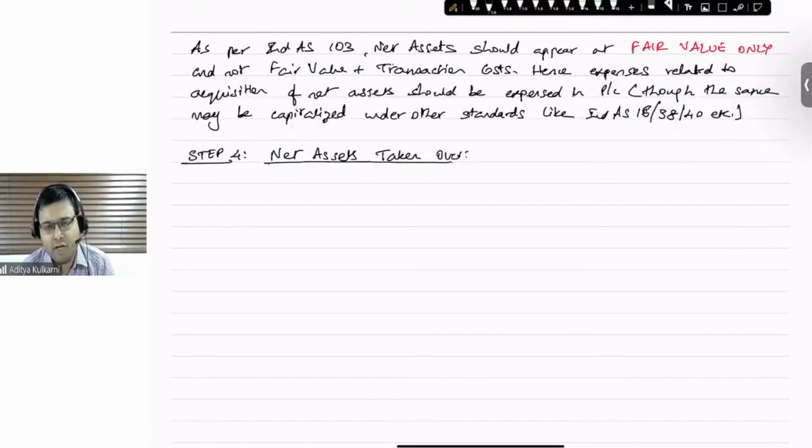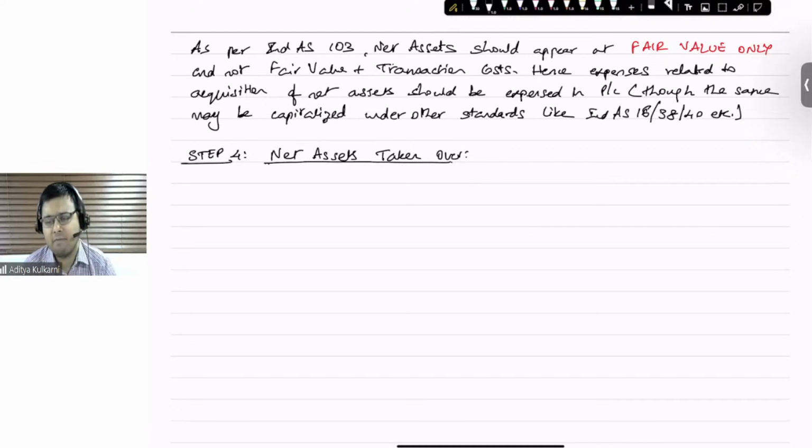The second point to notice, regardless of the stake acquired, you may have acquired 50%, 60%, 80%, 90%, 100%. Regardless of the stake that you acquire, the entire net assets at 100% value should be recorded. Okay, the entire stake should be recorded. So we'll just write this small point.